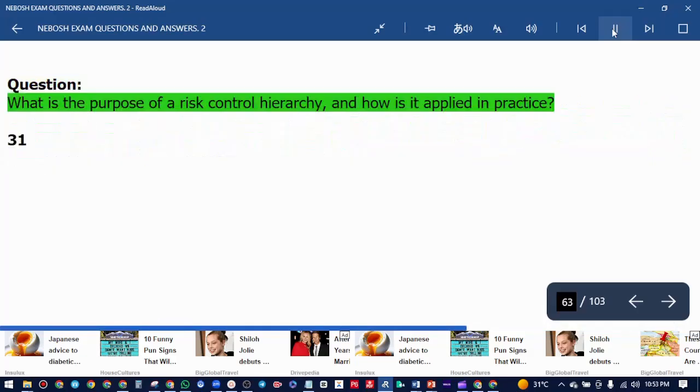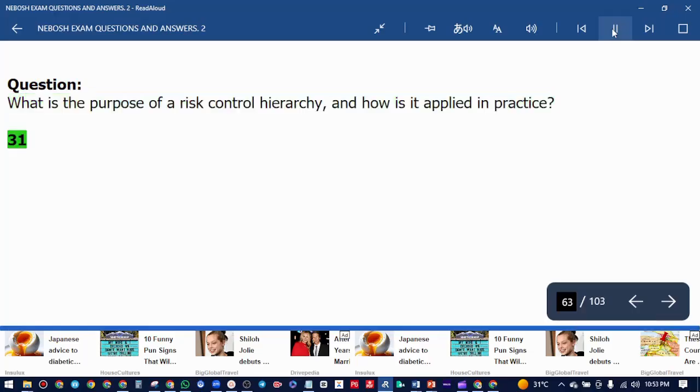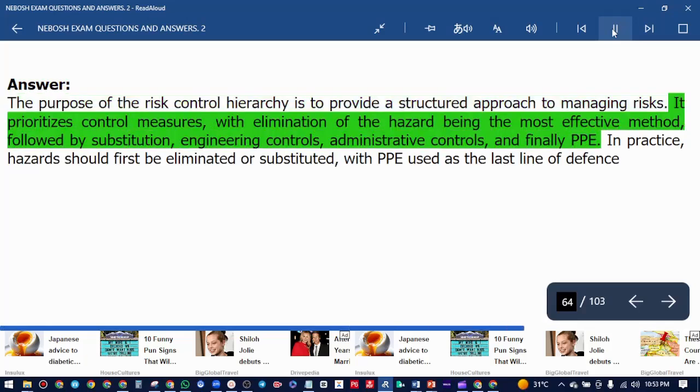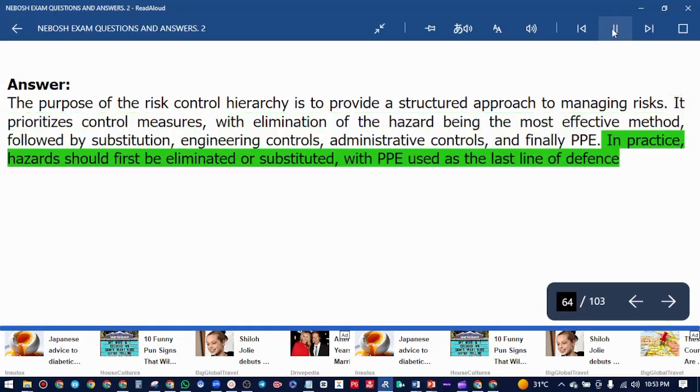Question 31. What is the purpose of a risk control hierarchy, and how is it applied in practice? Answer. The purpose of the risk control hierarchy is to provide a structured approach to managing risks. It prioritizes control measures, with elimination of the hazard being the most effective method, followed by substitution, engineering controls, administrative controls, and finally PPE. In practice, hazards should first be eliminated or substituted, with PPE used as the last line of defense.